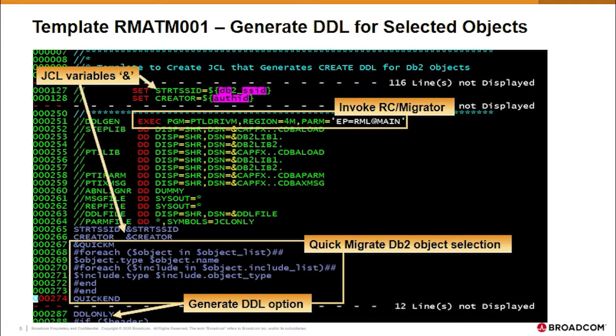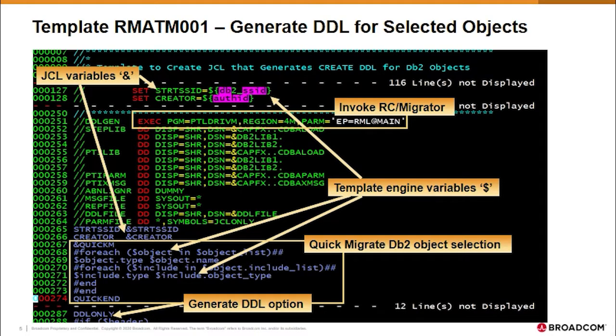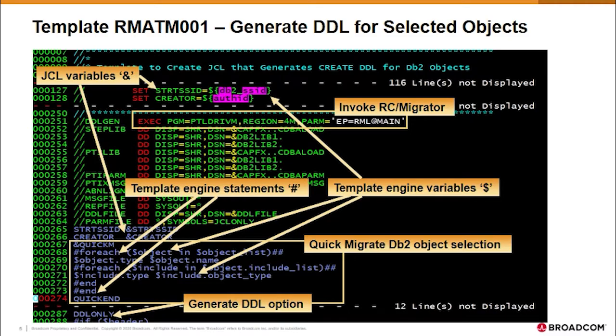You have the usual JCL variables, which are prefixed with an ampersand, and some of which are substituted into the in-stream parameter file read by RC Migrator. You can also see the Apache Velocity compatible variables, which are prefixed with a $ sign. And finally, we have the template engine syntax statements, which are prefixed with a pound or hashtag character. When using the templates as JCL models, the template engine syntax is replaced with appropriate values.